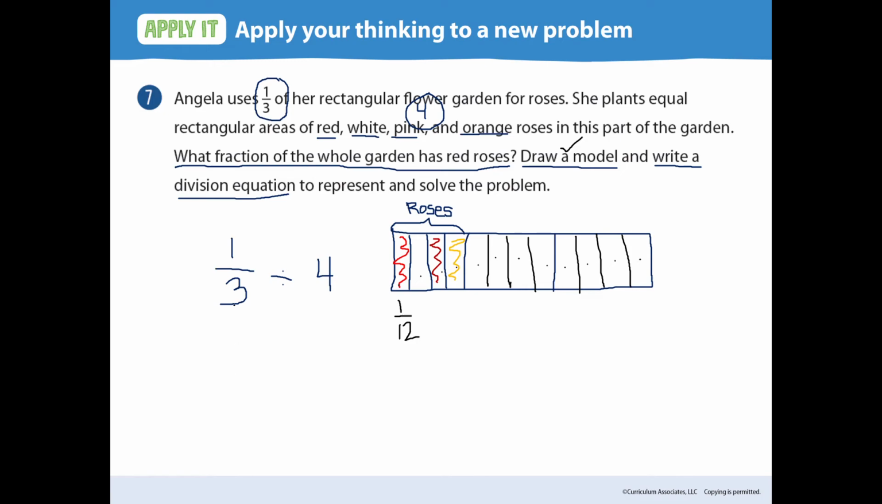Okay, writing a division equation. We have this equation here, 1/3 divided by 4. So we're going to keep the 1/3. We're going to multiply, and 4 is the same as 4/1. So we're going to flip it and say 1/4. And 1 times 1 is 1. And 3 times 4 is 12. Awesome, we got the same answer.